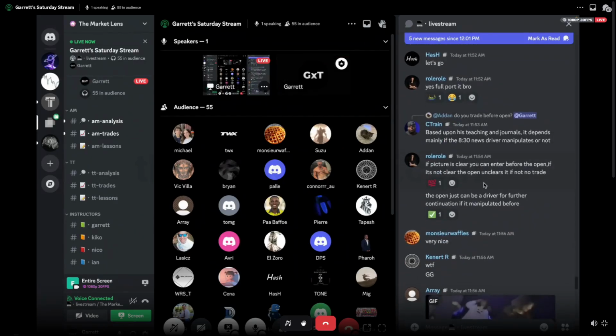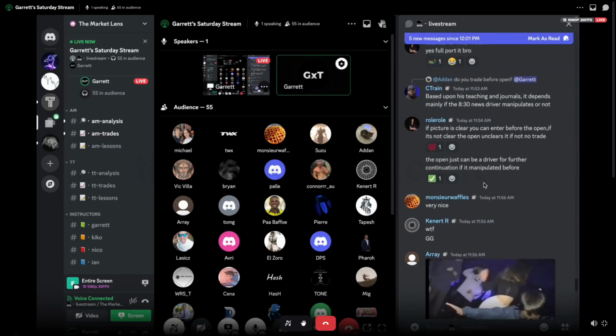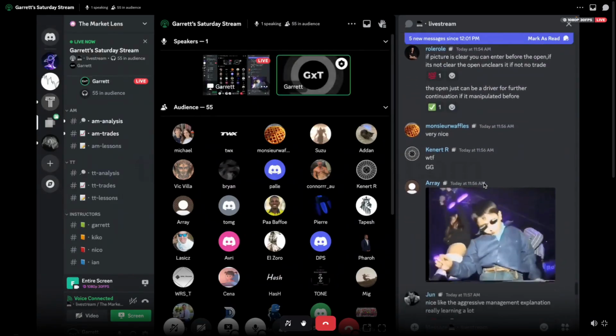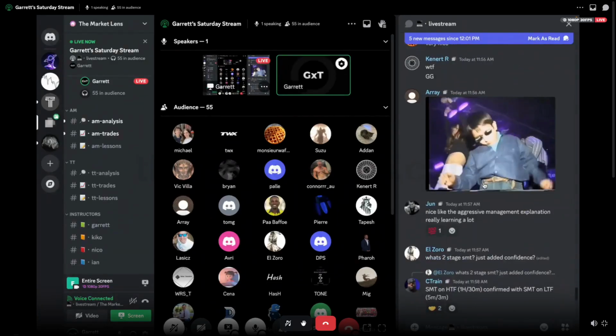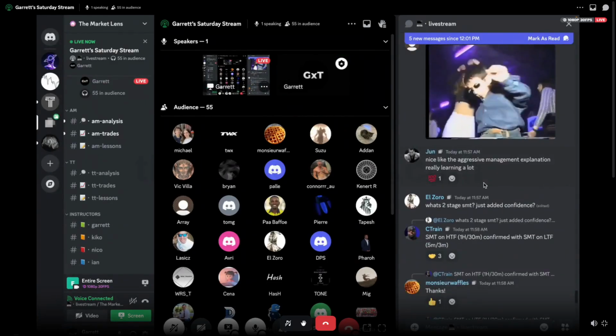Yes, full ported. Did we even take that? Oh yeah, we did. If the picture is clear, you can enter before the open. Yeah, exactly. It's more of a situational thing. You cannot do it every day.